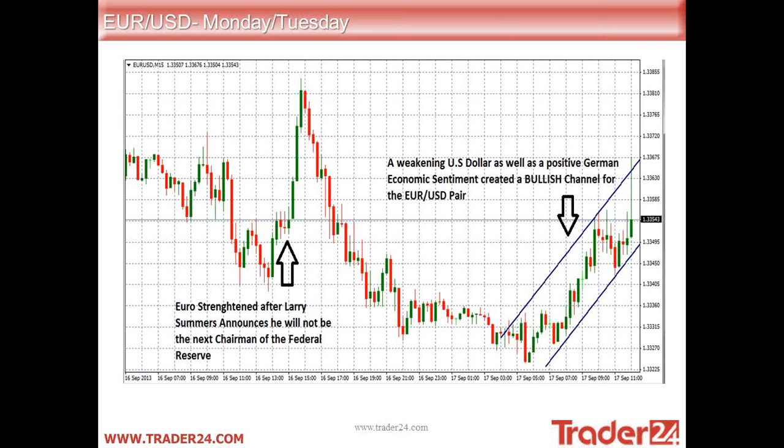As you can see, there's a clear bullish trend on the 17th or so, on Tuesday early morning until late morning. You saw the dollar weakening quite considerably against the euro. Positive German economic sentiment data came out. It was positive, so it created a bullish move and boosted the euro up against the dollar. So even before Wednesday's movement, you saw the euro strengthening against the dollar.